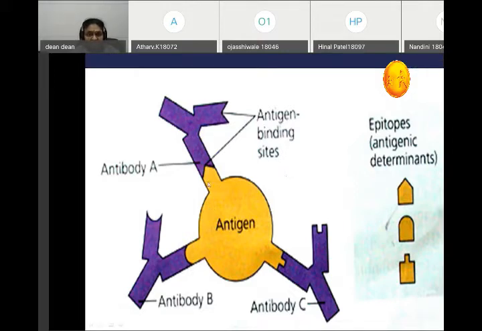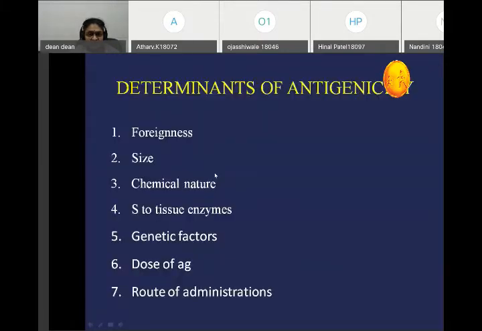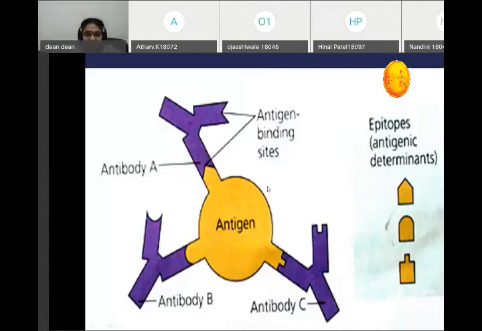So this is the smallest unit of antigen to which antibody binds. This is called epitope, and paratope is the corresponding area on the antibody molecule.